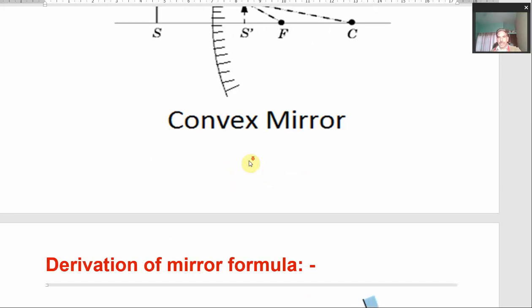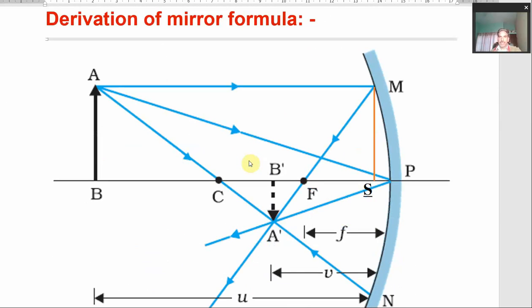Now we move to the next important topic, the derivation of the mirror formula. The very first thing to understand is that the mirror formula is the relationship between the object distance, image distance and the focal length of the mirror, right? This formula will hold true for a concave mirror as well as for a convex mirror, and for the real image as well as for the virtual image, whatever the case is. So this will be the formula which will work for all kinds of situations in case of reflection.